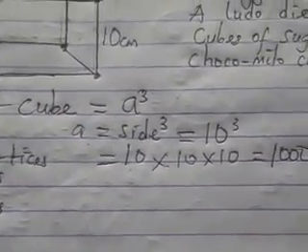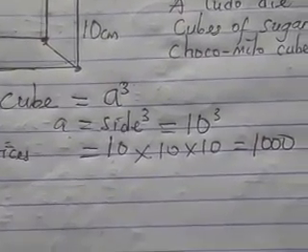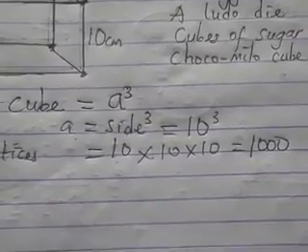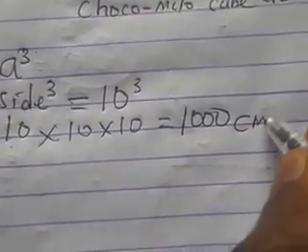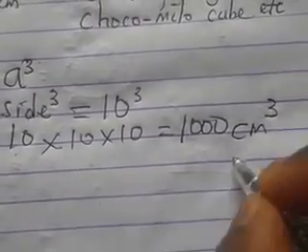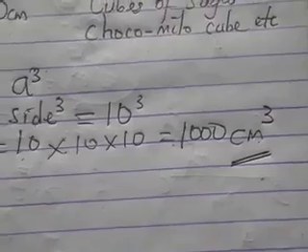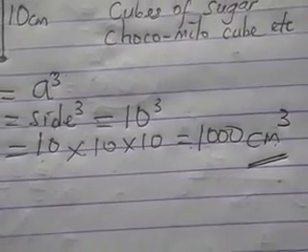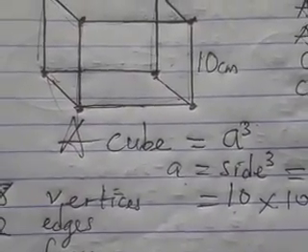Now the difference between this and area is that area gets its answer in square, but volume does not get its answer in square. Volume gets its answer in cube, raised to power 3. So you see the answer is 1000 centimeter raised to power 3. Very simple. A cube. The formula for finding the volume of a cube is a raised to power 3, which is a cube.